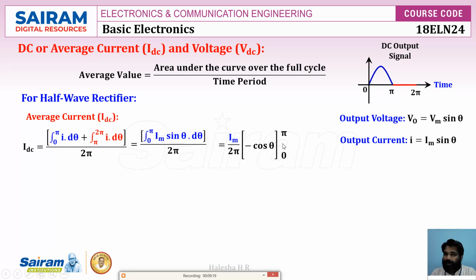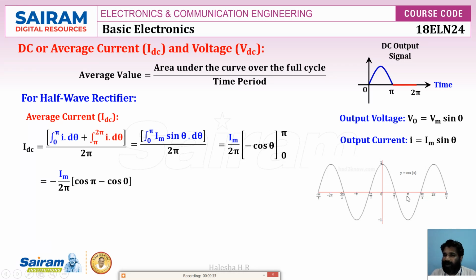First apply the upper limit minus the lower limit. Take the minus outside: minus Im by 2 pi, times cos pi minus cos 0. Cos 0 value is 1 and cos pi value is minus 1. So it becomes minus 1 minus 1, which is minus 2. Minus into minus 2 gives plus 2, so it is Im by pi.